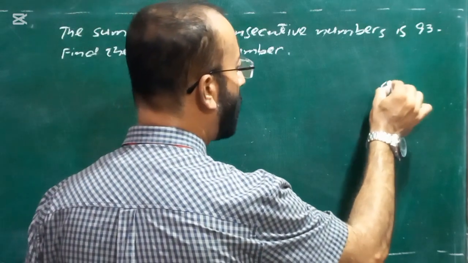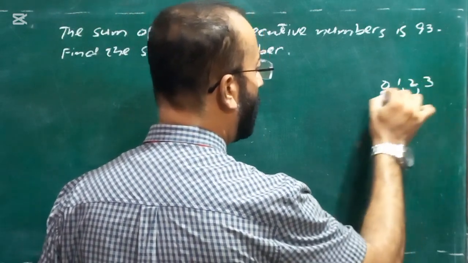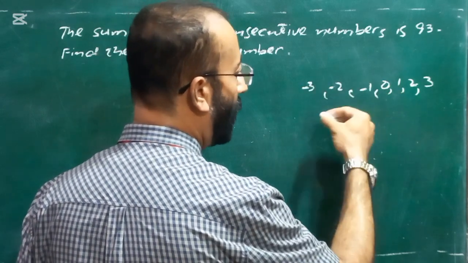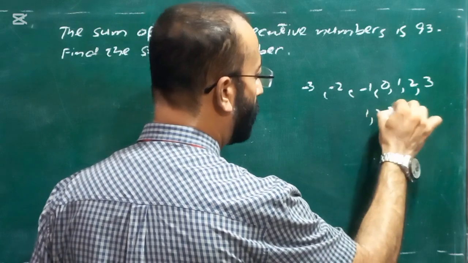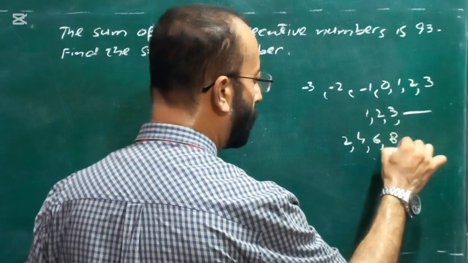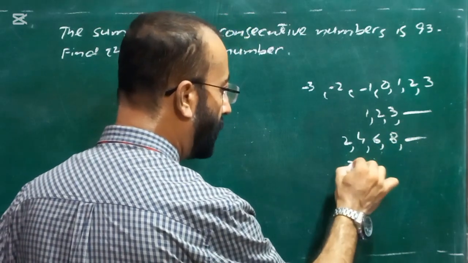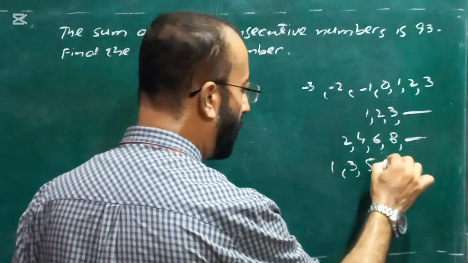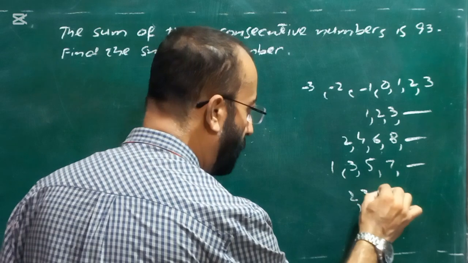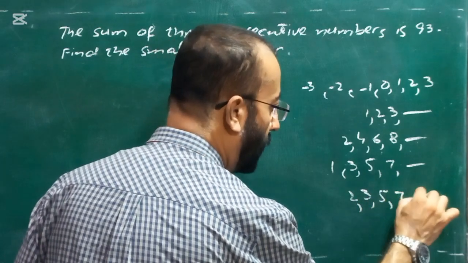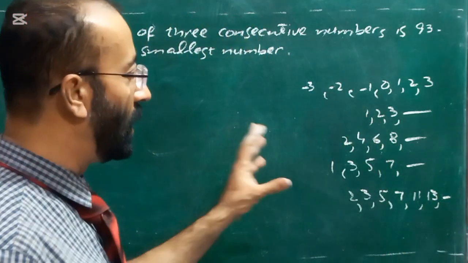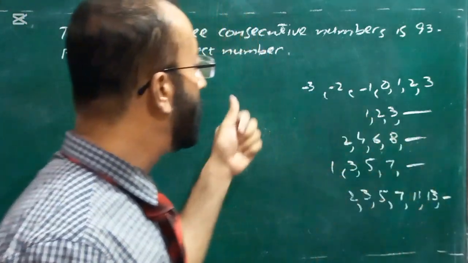For example, you know these are whole numbers 0, 1, 2, 3, and here -1, -2, -3, and so on. Natural numbers are 1, 2, 3, and so on. Even numbers are 2, 4, 6, 8, and so on. Odd numbers are 1, 3, 5, 7, and so on. Prime numbers are 2, 3, 5, 7, 11, 13, and so on. So these are the things which you should learn to handle these kinds of questions.